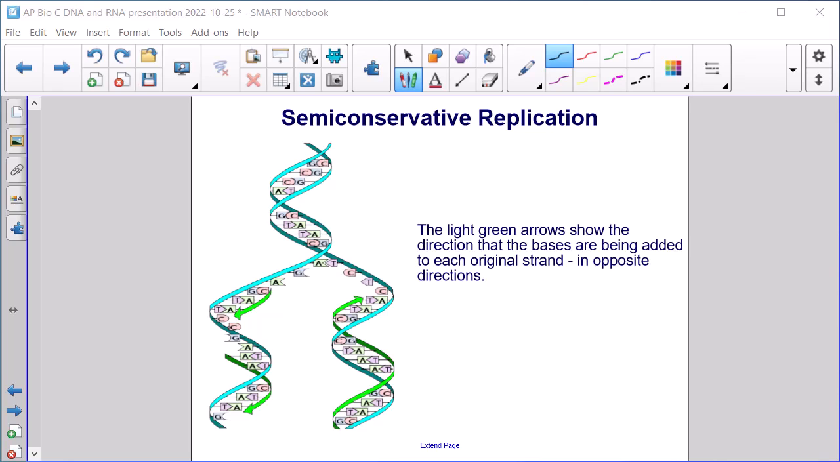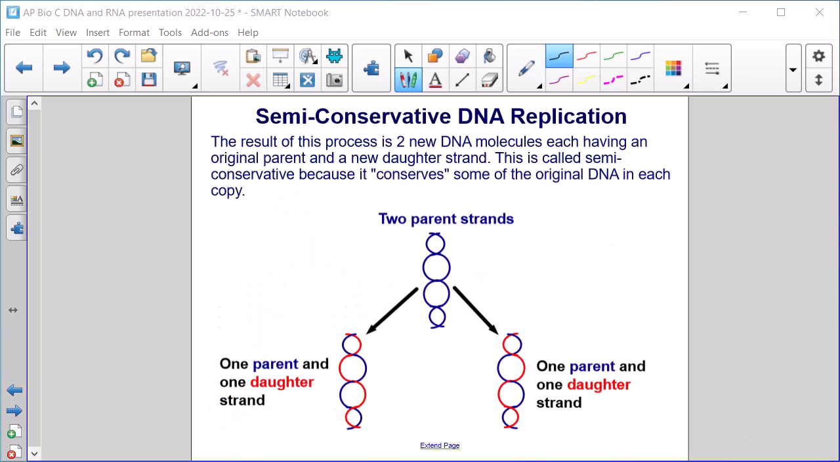Semi-conservative replication. The light green arrows here and here show the direction that the bases are being added to each original strand in opposite directions. The result of this process is two new DNA molecules, each having an original parent strand, indicated by the blue, and a new daughter strand, indicated by the red. This is called semi-conservative because it conserves some of the original DNA in each copy.